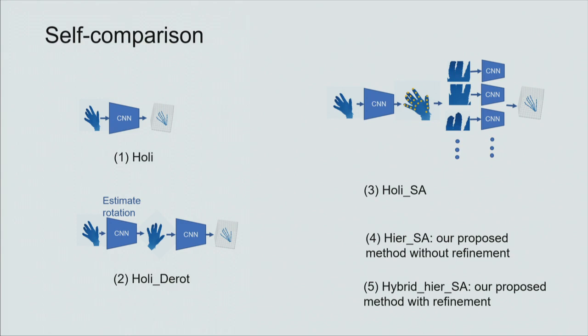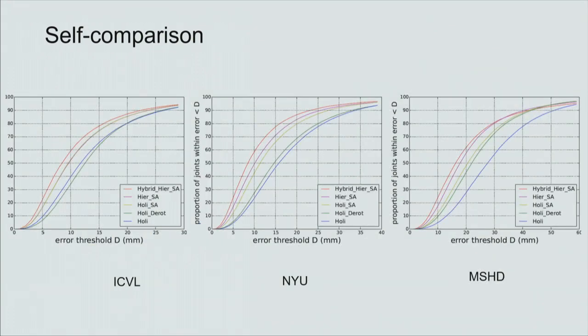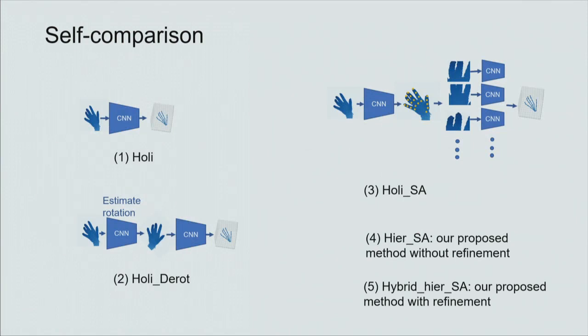For the third baseline, we first estimate all the joints with the CNN together, and then apply spatial attention on some local patches to refine the estimation. The fourth and the fifth are our proposed method without the refinement or the error accumulation, and the one with the refinement. Sorry, could you say anything about the sizes of the CNNs and the baselines?